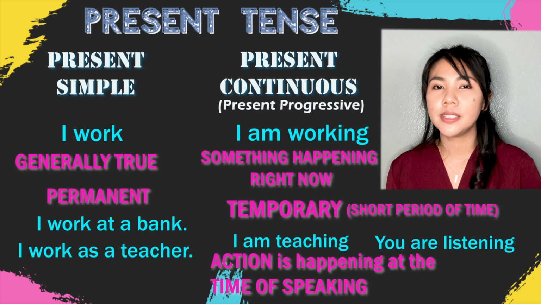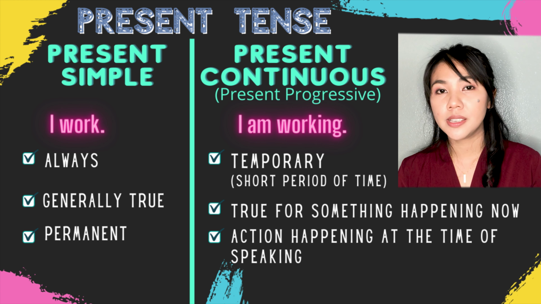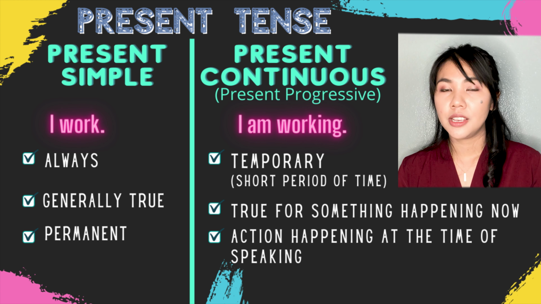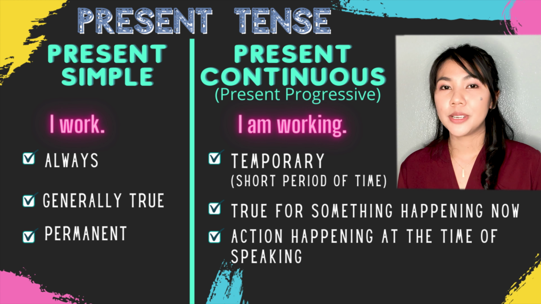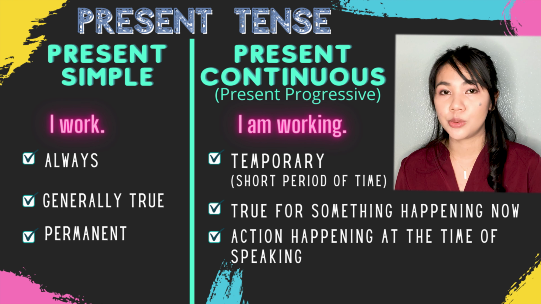Or it could also be temporary, which means only for a short period of time. So present simple is for always. Present continuous is for a short period of time. Present simple is true in general. Present continuous is true for something happening now. So these are some basic differences between these two tenses.